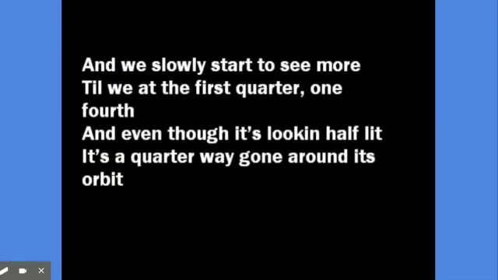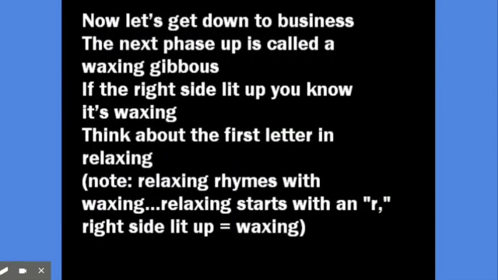And we slowly start to see more till we're at the first quarter, one fourth. And even though it's looking half lit, it's a quarter way gone around its orbit. Now let's get down to business. The next phase up is called a waxing gibbous. If the right side is lit up, you know it's waxing. Think about the first letter in relaxing.